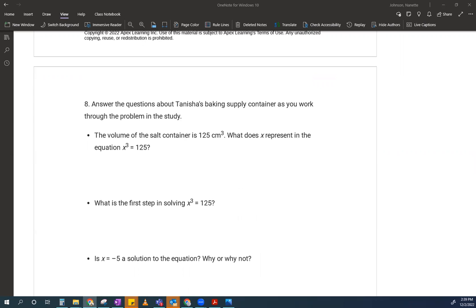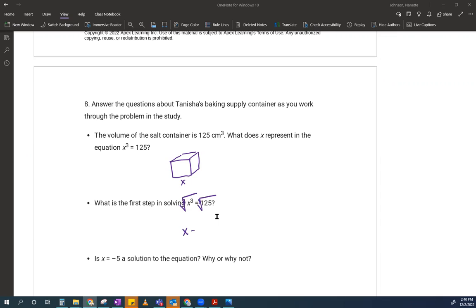X represents the cube. Imagine that this salt container is a cube, like a little brick of salt, maybe a box of salt. X represents the length of the side of the cube. What's the first step? You guys should know this now. You're going to cube root both sides. You already know this answer. X is equal to 5.